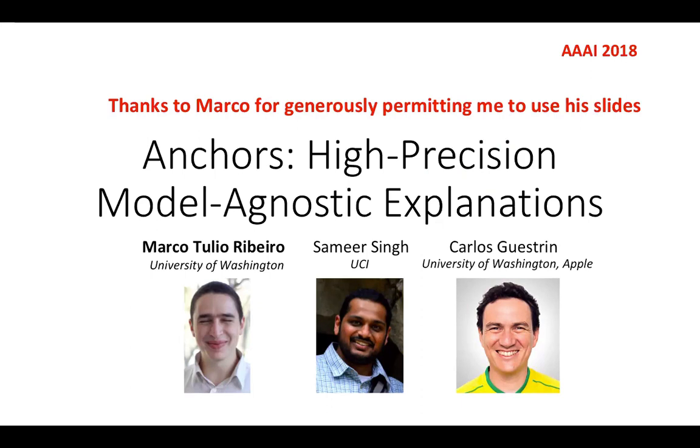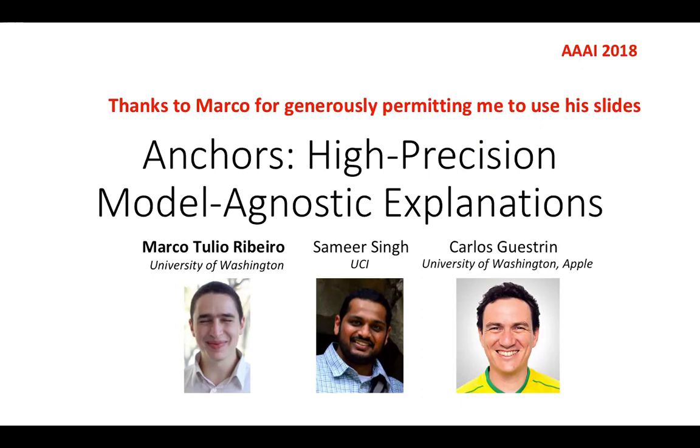So here, in this paper, the authors introduce a very interesting concept of what they call anchors. You will see in a while what they actually mean by anchors. But before that, a bit of motivation for the problem.